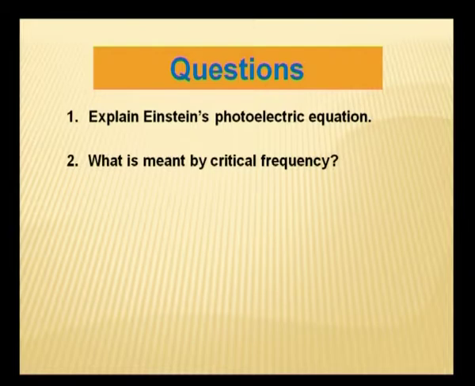With this we come to the end of the lectures on the photoelectric effect, and in the lectures to come we will see the atom models. Thank you.